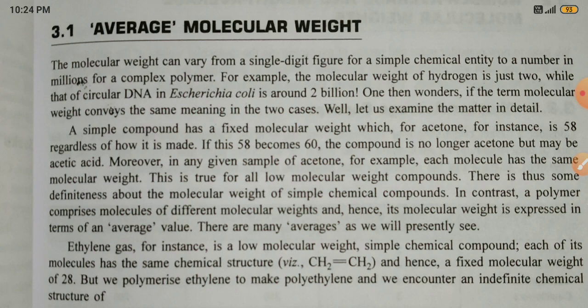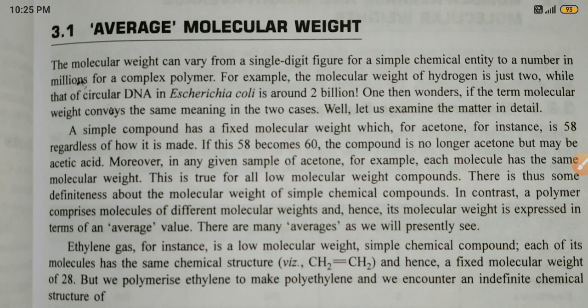A simple compound has a fixed molecular weight, which for acetone, for instance, is 58, regardless of how it is made. If this 58 becomes 60, the compound is no longer acetone but maybe acetic acid. Moreover, in any given sample of acetone, each molecule has the same molecular weight.